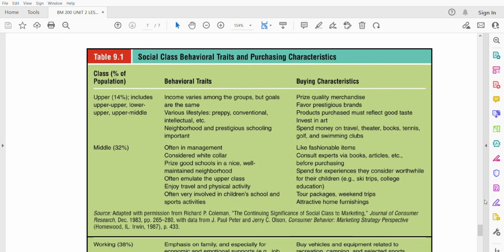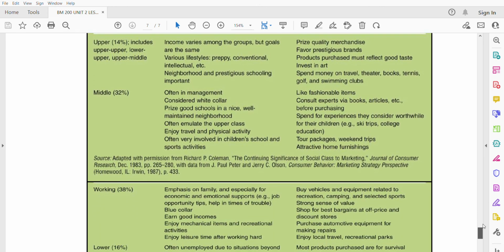Those that belong in the middle class often work in management, considered as white collar because they work in white collar jobs. They have good schools but not too expensive schools, and they live in well-maintained neighborhoods, and then they often emulate the upper class or they look up to the upper class. They also enjoy travel and physical activity, as well as they are involved in their children's school and sports activities.